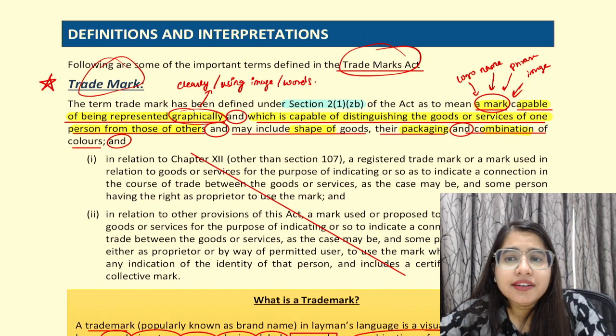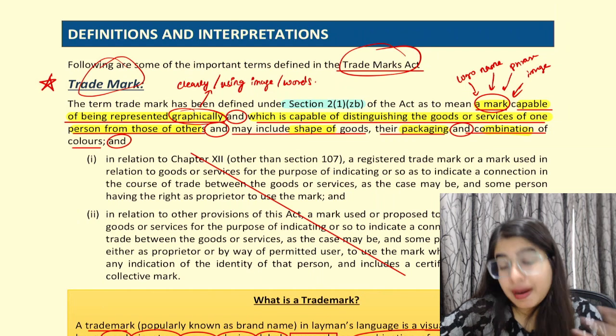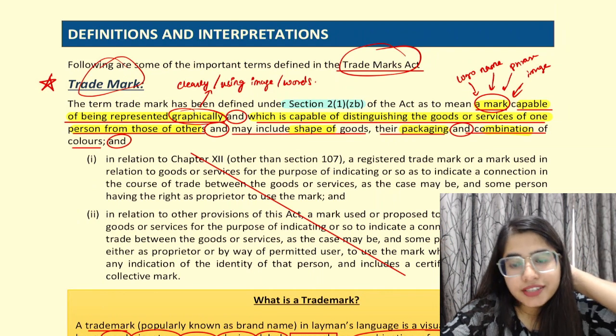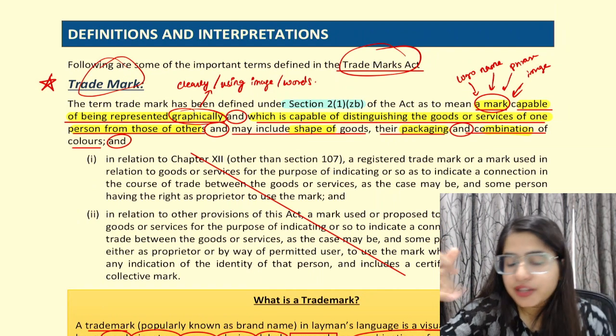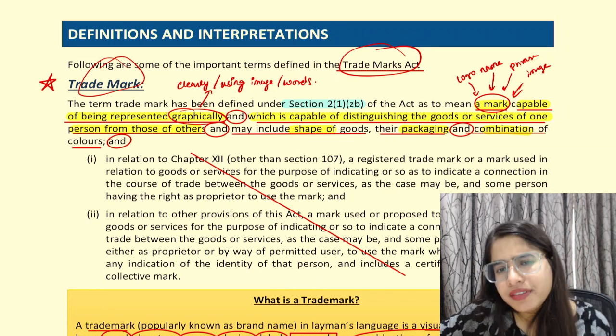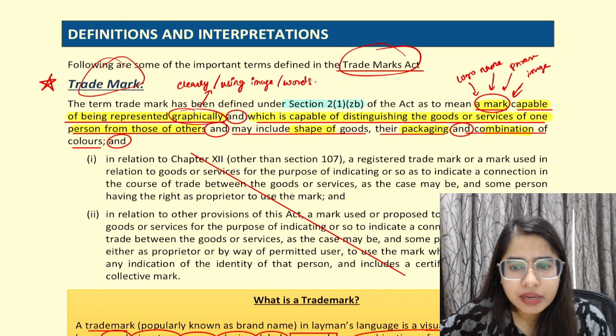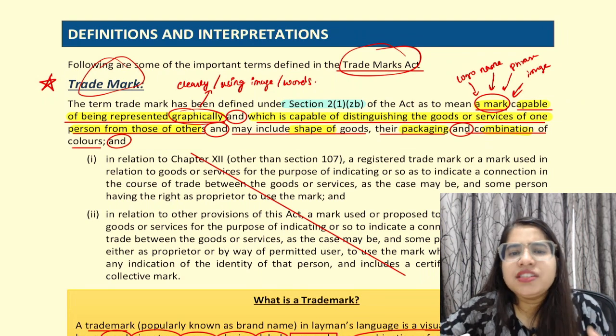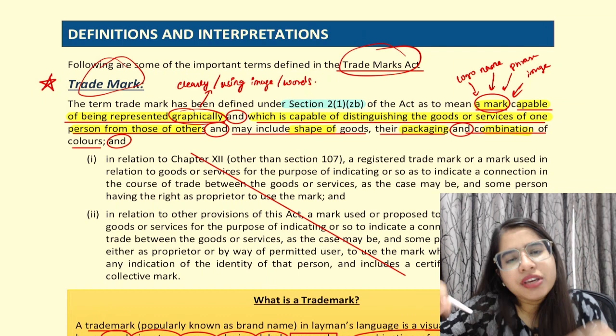I made a mark. I said that my academy name is Best Academy, and now I'm applying to the trademark registrar to register this name, Best Academy, as the trademark. You know what the trademark registry will say to me? They will say, madam, with this word Best Academy, you don't have any unique name here.